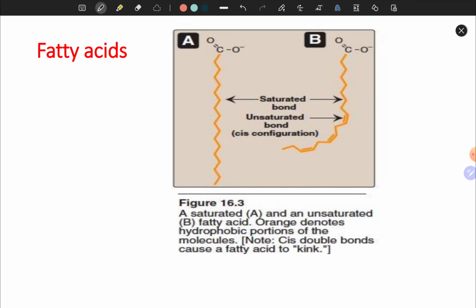Human beings can form only 3 and 6 double bonds, no, not one, but they are obtained from the food.